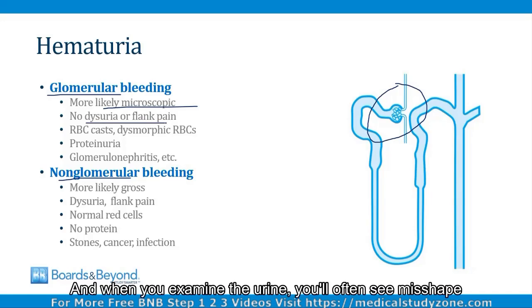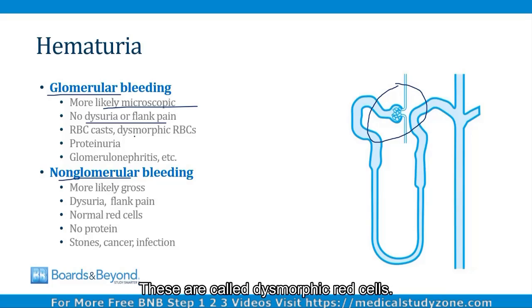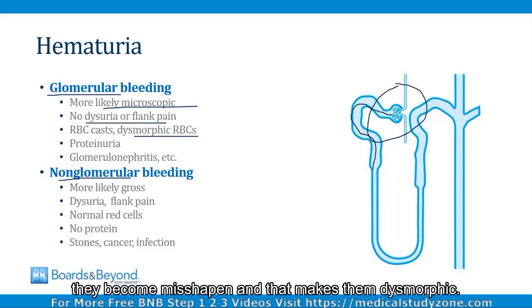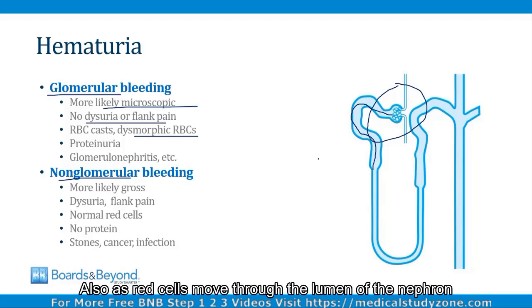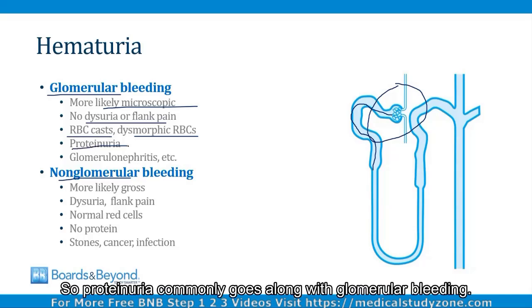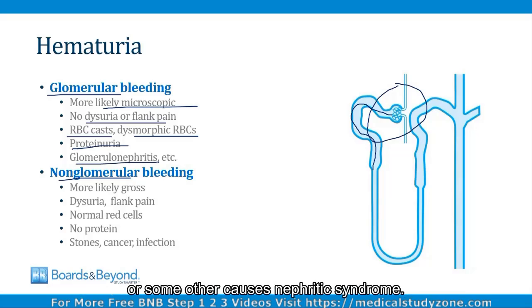And when you examine the urine, you will often see misshapen red cells in patients who have glomerular bleeding. These are called dysmorphic red cells. When the red cells move through the lumen of the nephron, they become misshapen, and that makes them dysmorphic. Also, as red cells move through the lumen of the nephron, they can form red blood cell casts, and we'll talk more about this later. When there's a problem with the glomerulus that allows red cells into the urine, it often also allows protein into the urine. So proteinuria commonly goes along with glomerular bleeding. And as I said before, the classic cause is glomerulonephritis or some other cause of nephritic syndrome.